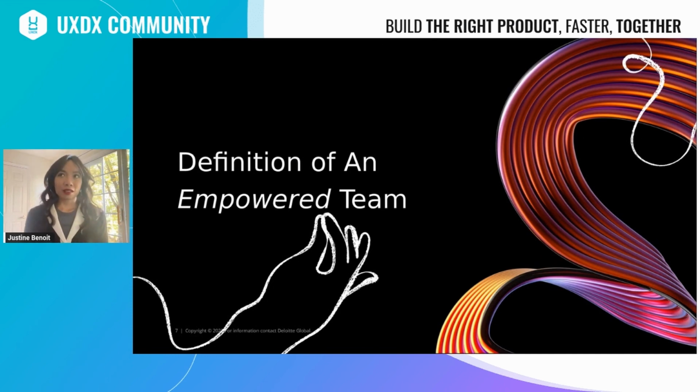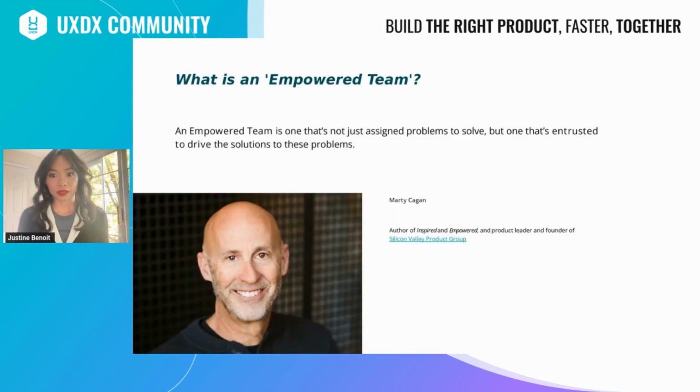So now that we have an understanding of what an agile team is, let's elevate that. What is the definition of an empowered team? Marty Cagan, who is the author of Inspired and Empowered, two separate books, and he's also the product leader and founder of Silicon Valley Product Group. He's a great person to follow as well. But he describes an empowered team as one that's not just assigned problems to solve, but one that's entrusted to drive the solutions to these problems.